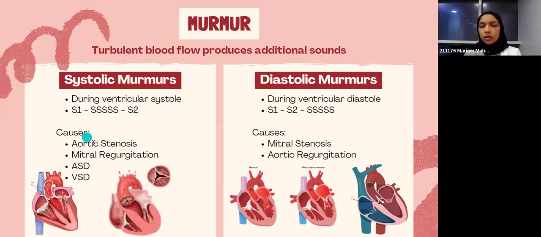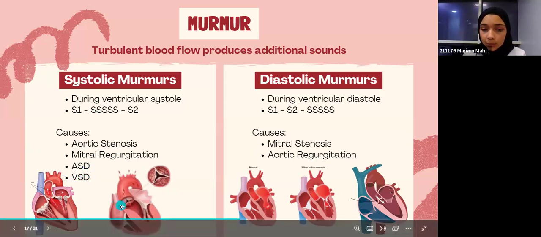Some causes of these: imagine that the ventricle is contracting against a stenotic aortic valve, so it will cause a murmur. And if, for example, the mitral valve is incompetent, when the ventricle contracts, the blood goes back, and it will cause a murmur. The same goes for the atrial septal defect, which is a hole between the atria, or ventricular septal defect, which is a hole between the ventricles.